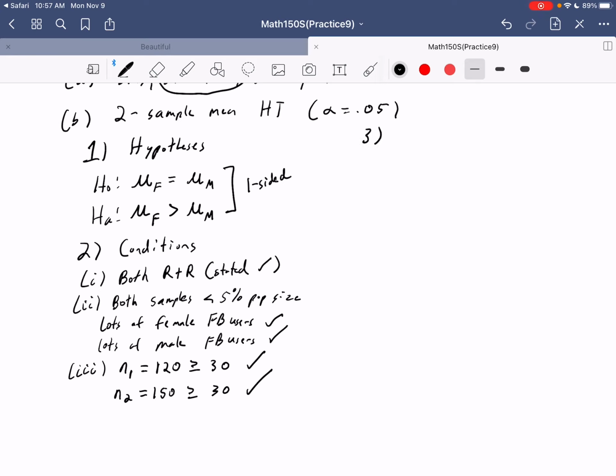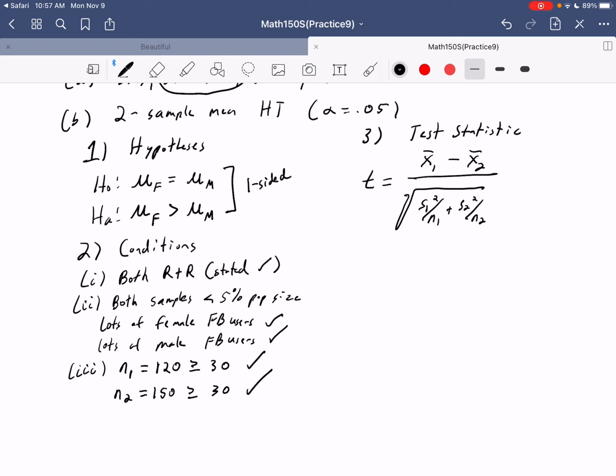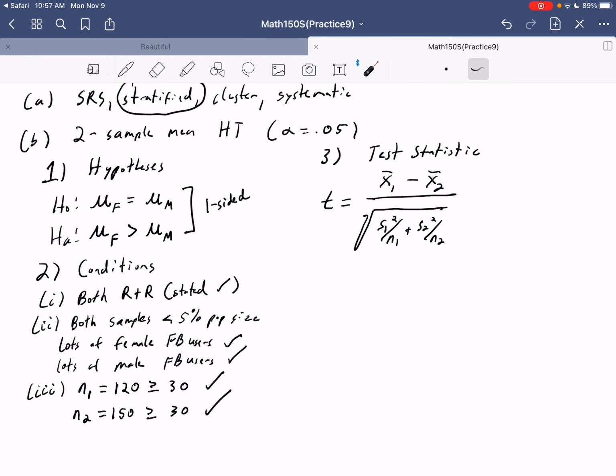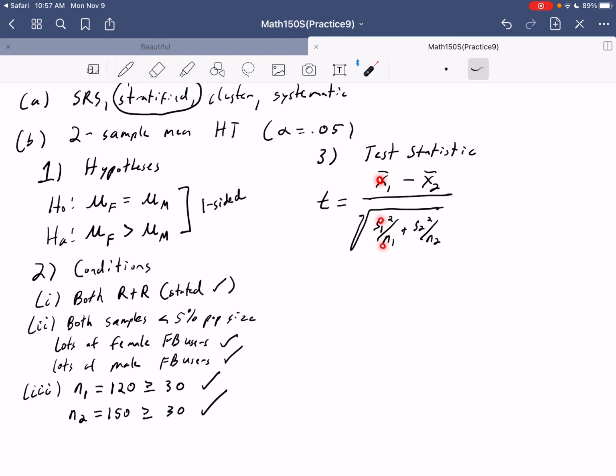All right, we're now ready to move to the test statistic. So for the test statistic, we have t equals x1 bar minus x2 bar over the square root of s1 squared over n1 plus s2 squared over n2. So this is one of the more complicated test statistic formulas, but let's just go ahead and remember this: this all references the first sample, which is going to be females. This and this all represent the second sample, which is going to be males here. So we need 6 things before we can plug in.